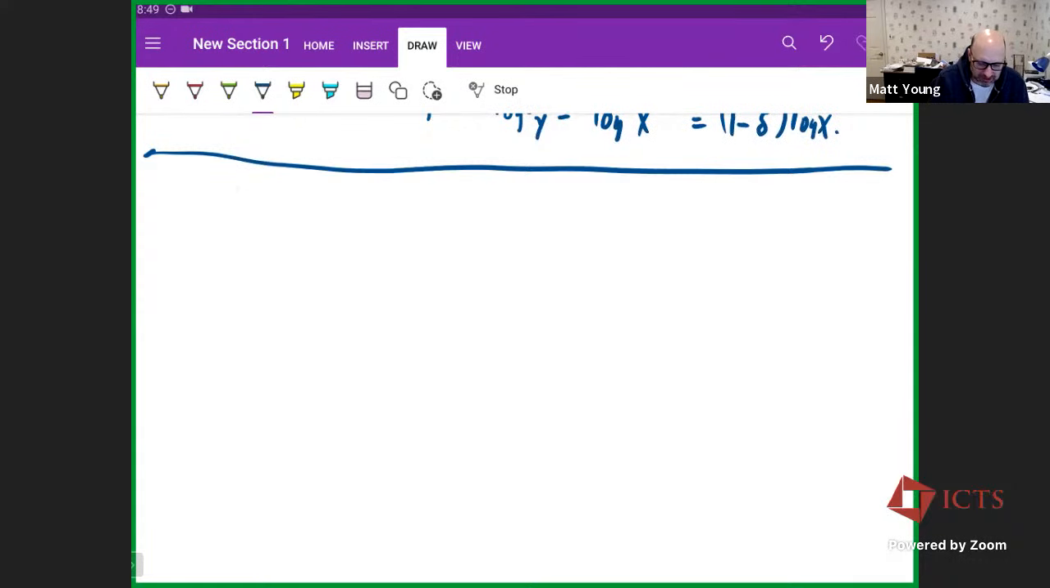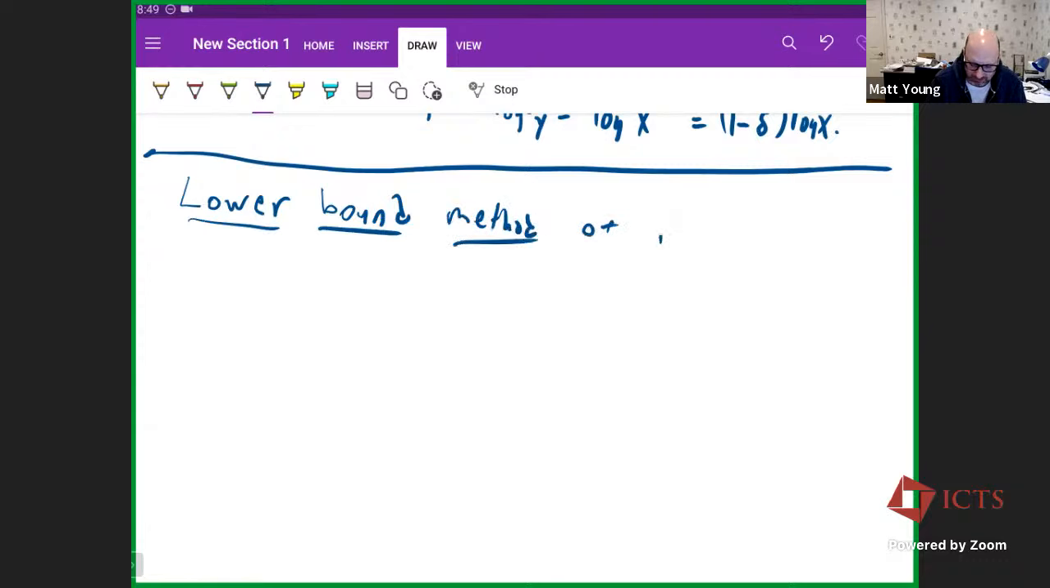I wanted to mention there's this beautiful result. It's really a method. I would call it a lower bound method. Rudnick and Soundararajan.